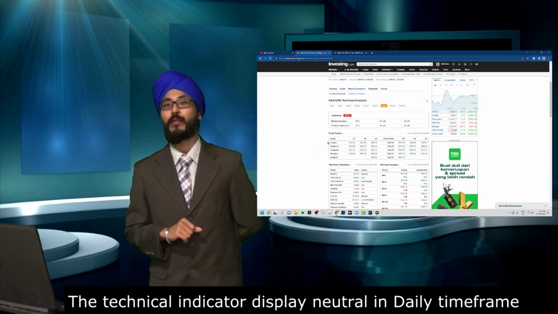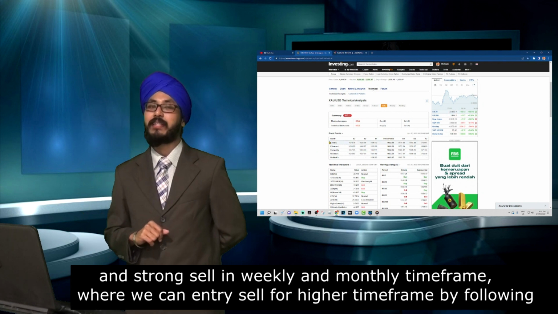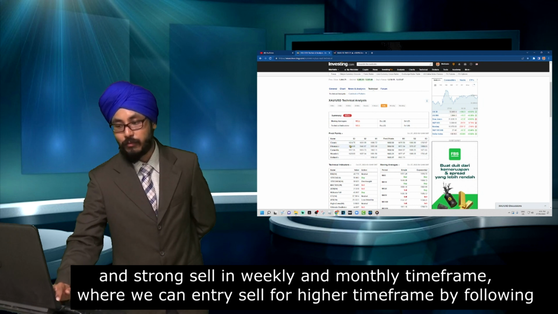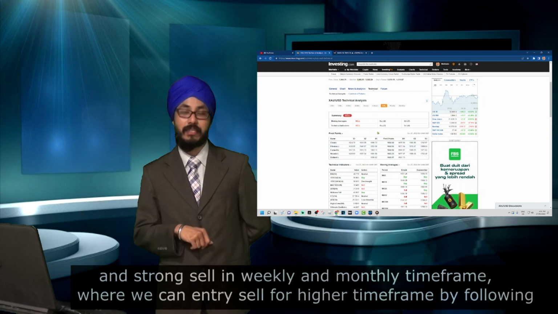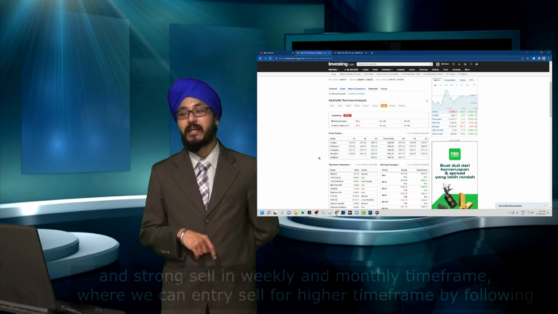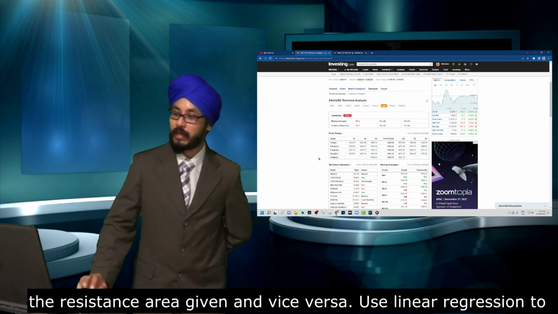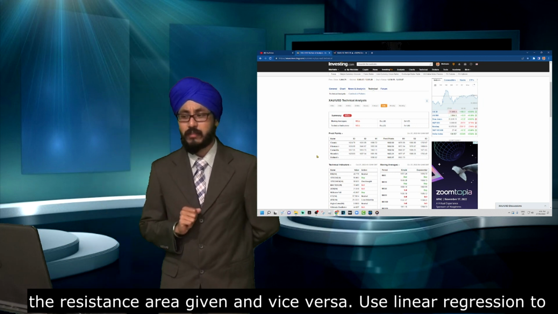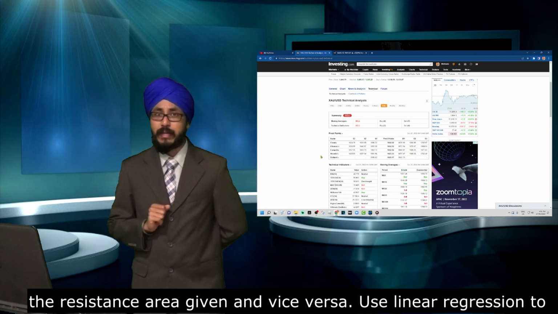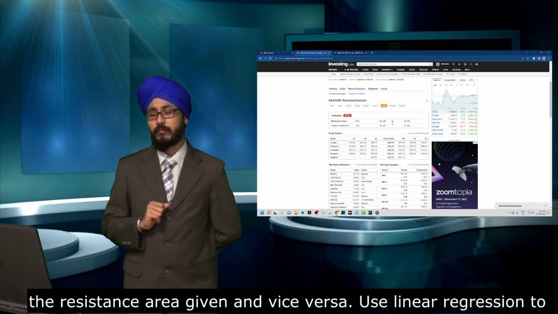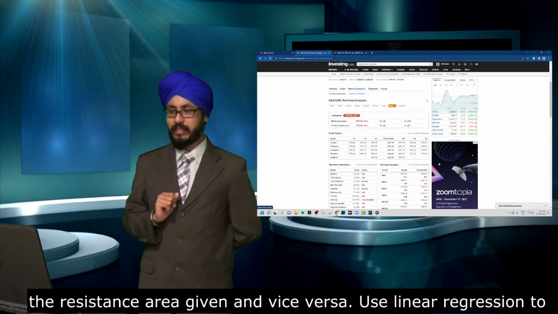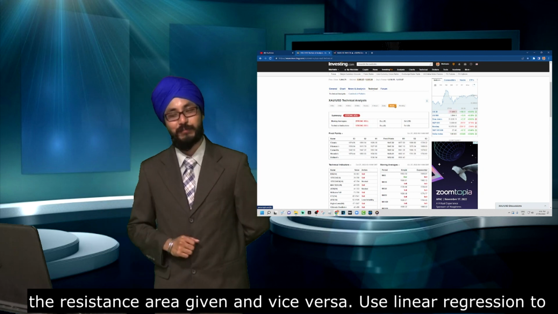If we go to the weekly, we can see that our technical indicators tell us a strong sell. And if we go to the monthly, we can also see that our technical indicators are saying a strong sell as well. So it's very important for us to confirm the trend, and we confirm it with the higher time frame. However, the technical indicator in the daily just shows us a neutral.